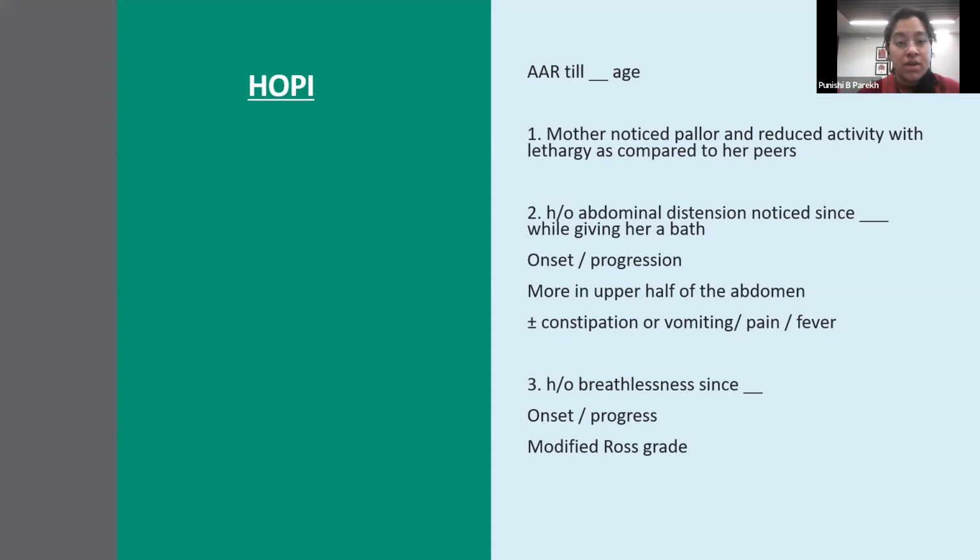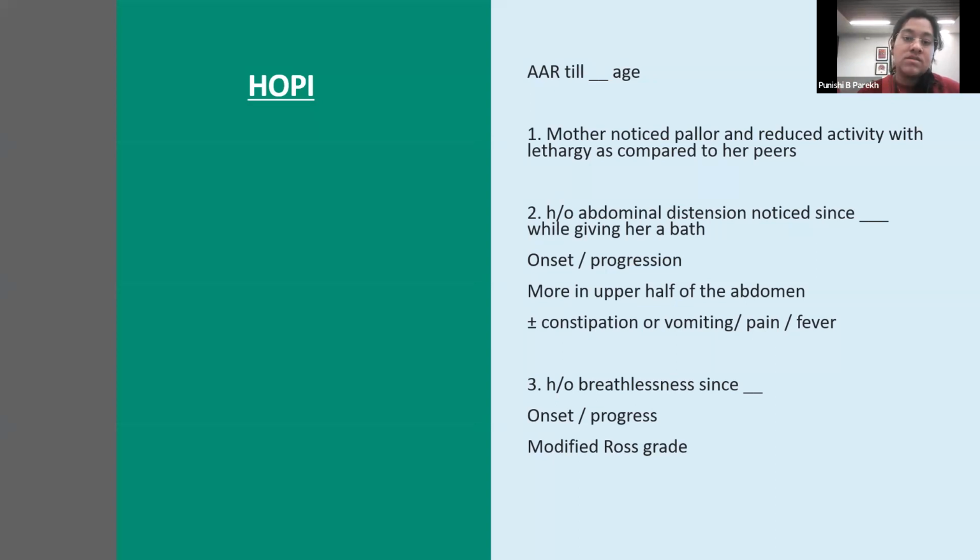Second chief complaint was abdominal distension. So abdominal distension, she started noticing since 9 months of age, where incidentally she found it while giving her a bath. It was insidious in onset and it has been gradually increasing progressively. The abdominal distension is more obvious in the upper half of the abdomen as compared to the lower half, and there's no associated constipation, vomiting, fever, or pain with the abdominal distension. So that's how we describe the second chief complaint of abdominal distension.